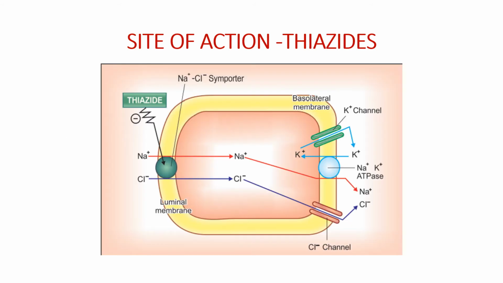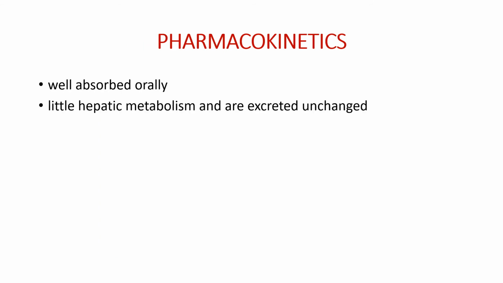The site of action of thiazides is the distal convoluted tubule, where it blocks the sodium chloride symport, thereby decreasing the reabsorption of sodium and chloride. They are well absorbed orally, and they are metabolized very little, and excreted unchanged through the kidney.